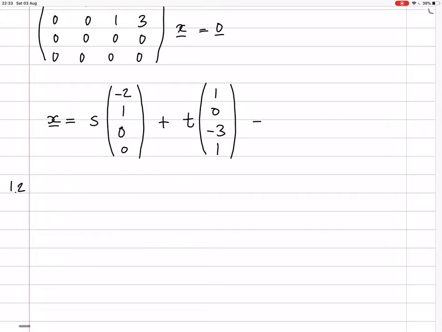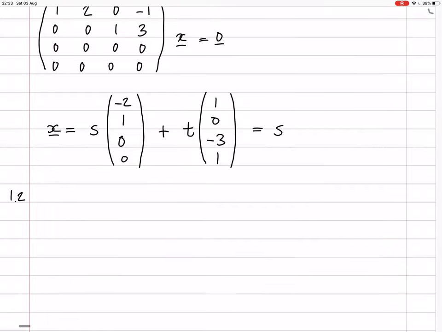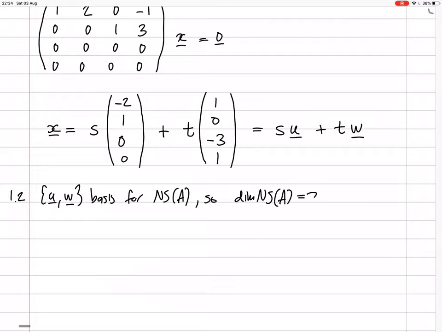Okay, with that in mind, let me actually make some modifications here. Let me call these matrices something. Let me call them what I call them below, which is U and W. And so now I can here just say the basis is U and W, and that the dimension equals 2. The dimension equals the size of that basis. U, W basis for null space of A. So the dimension of the null space of A is 2.